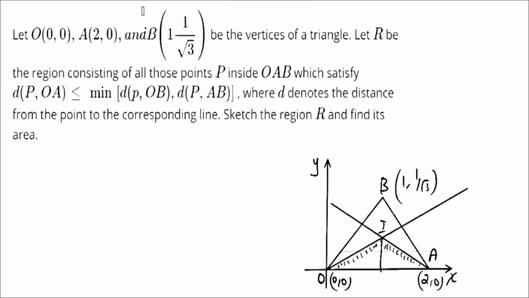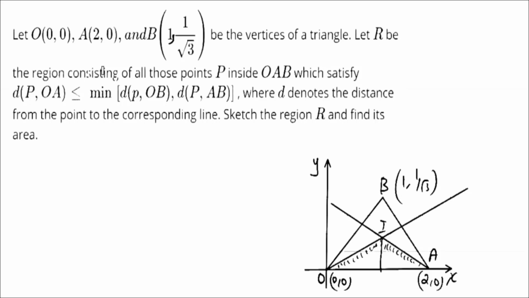Hello students, today's question is: let O be (0, 0), A be (2, 0) and B be (1, root 3). Okay, so these are the points, the vertices of the triangle. So in the triangle, O equals (0, 0), A equals (2, 0) and B equals (1, root 3) are the vertices of the triangle.